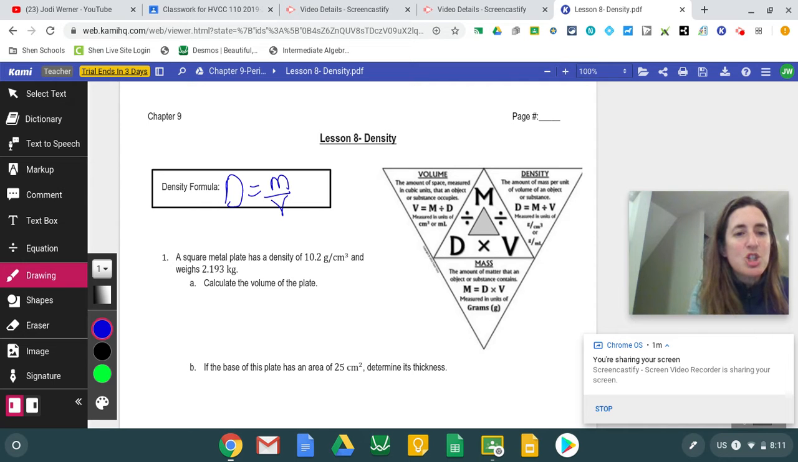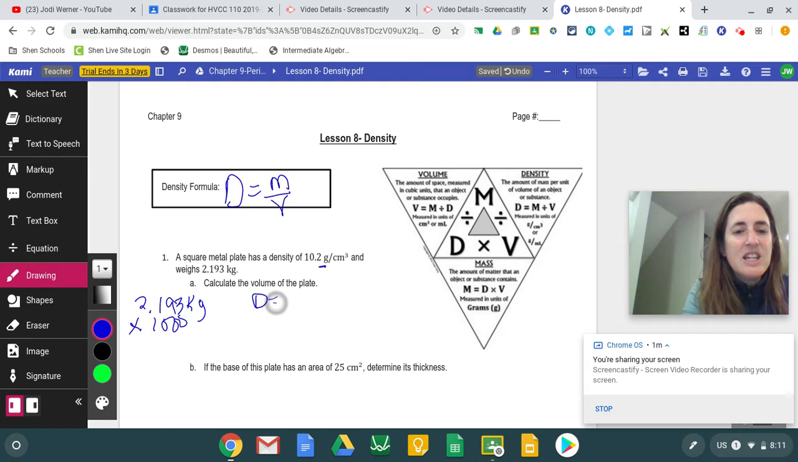So I've got to take that 2.193 kilograms and convert it into grams so that the units match. See that there at the end? So to do that conversion, I just simply times it by 1,000. Or in this case, I'm going to move the decimal point over 3 places.